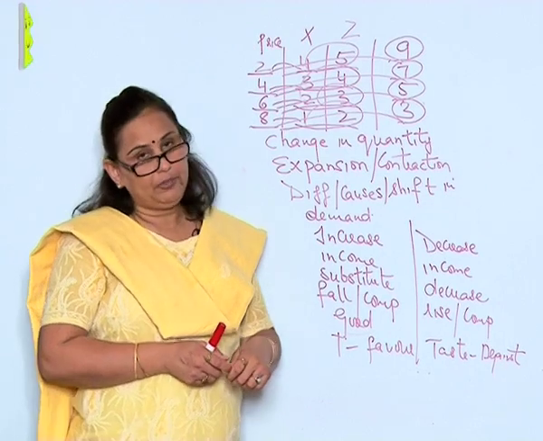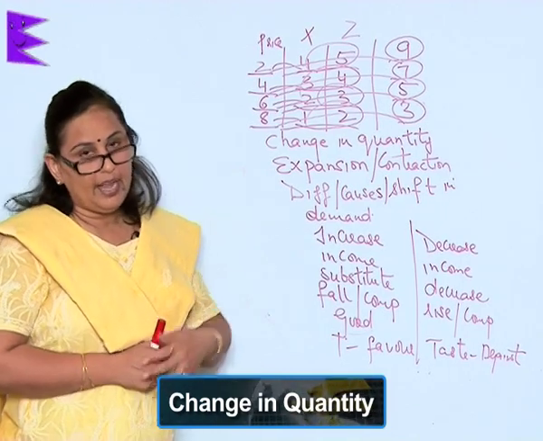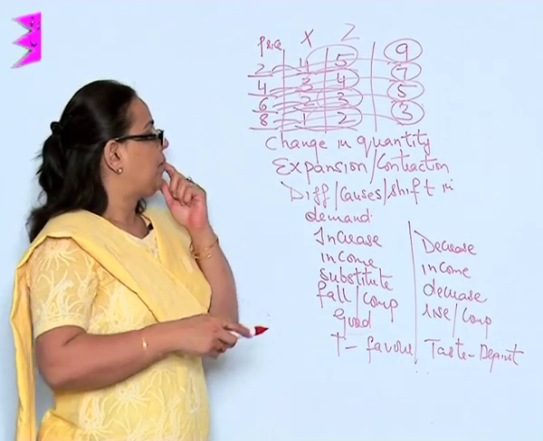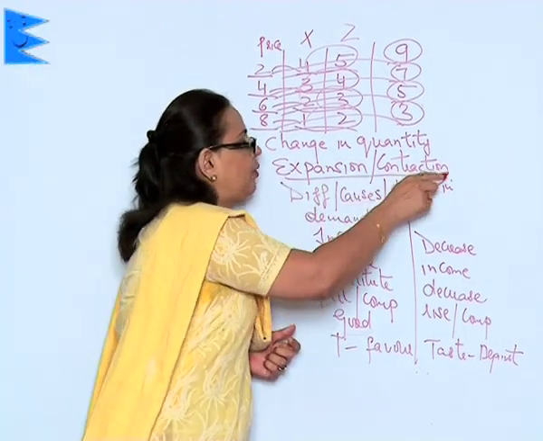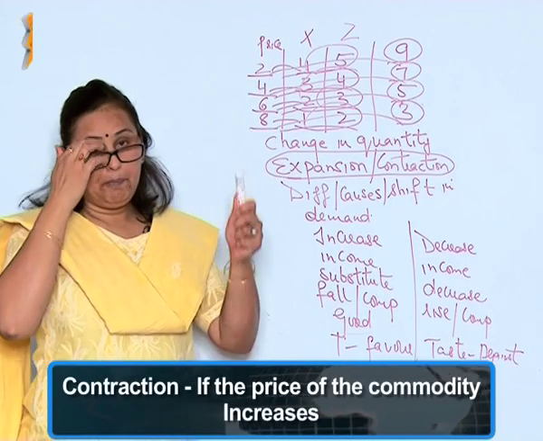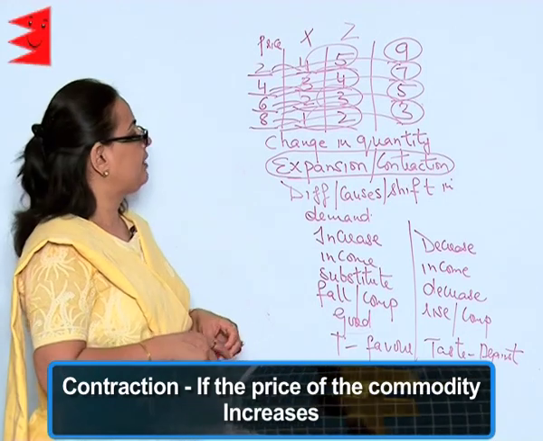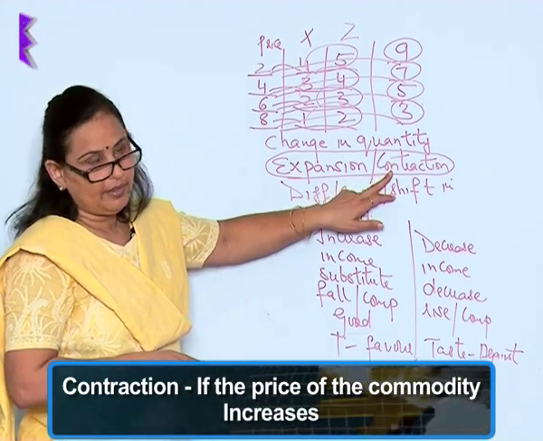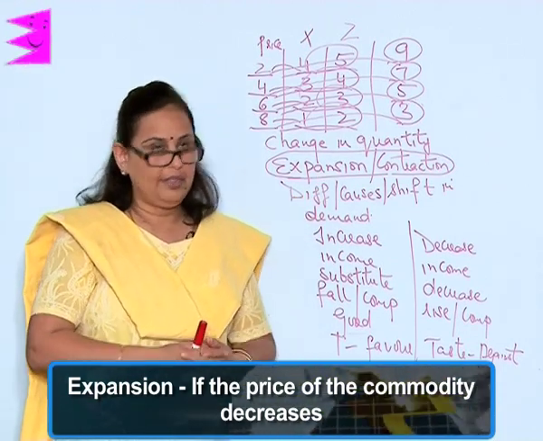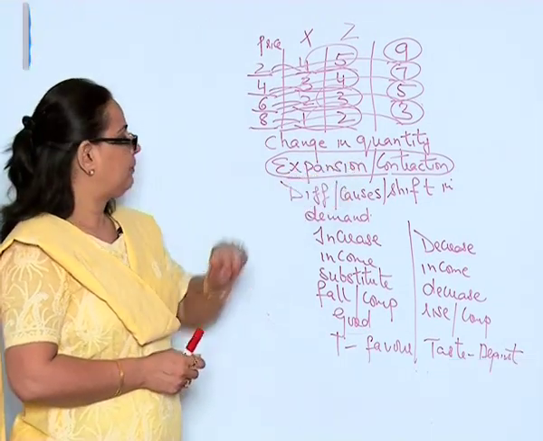Now next what we have to see is the change in quantity which takes place and how does it affect the demand. The change in quantity makes a difference in the expansion and contraction of a demand. Supposing again and again, if the price of a commodity is increasing, then what happens? Then there is a contraction in the demand. If the price of a commodity is decreasing, then there is an expansion in the demand. That's the change in the quantity schedule that we have.